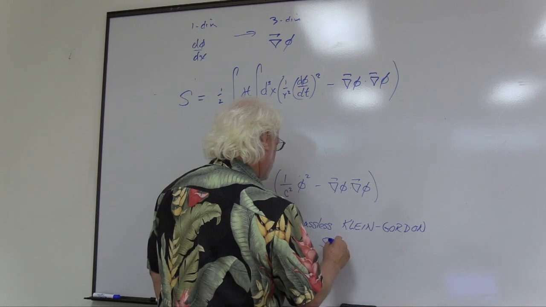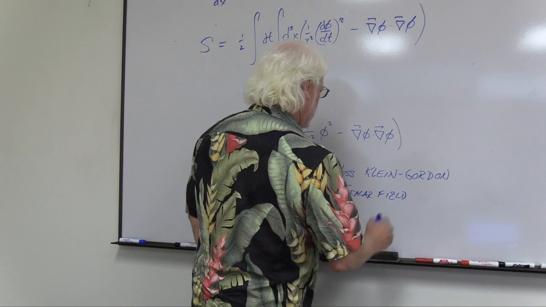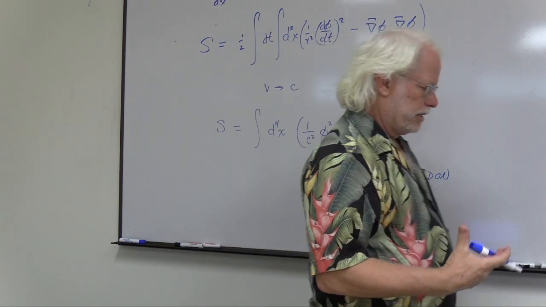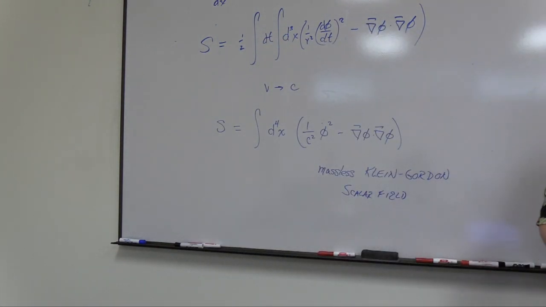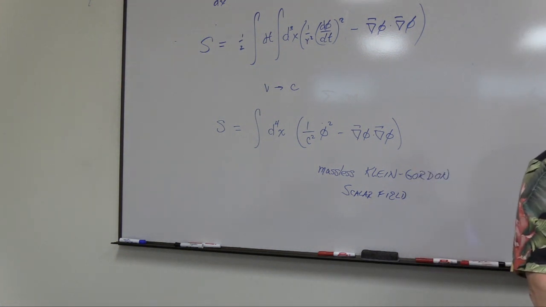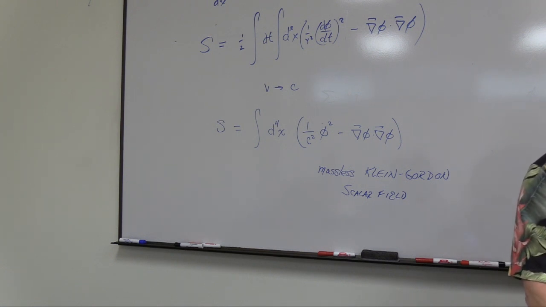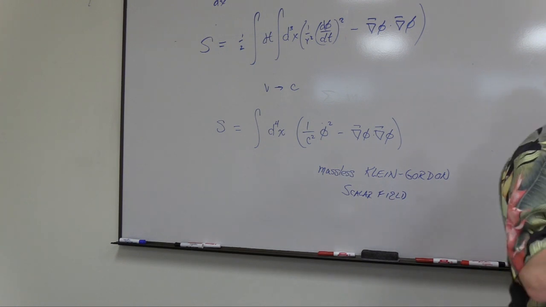Scalar field. Right, so the Klein-Gordon equation describes a scalar field. Usually it has a mass, and I'll show you how to add a mass to this. But let me see what else I wanted to say about this. There are some general features here. No, let me give you your exercise first.